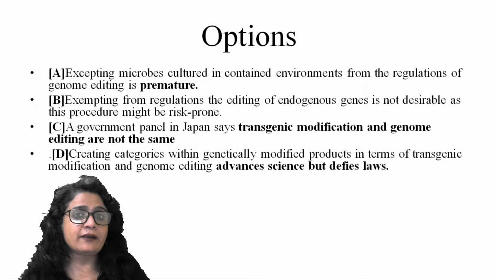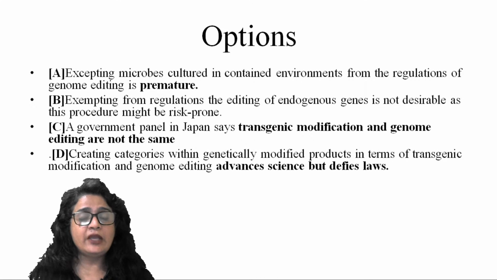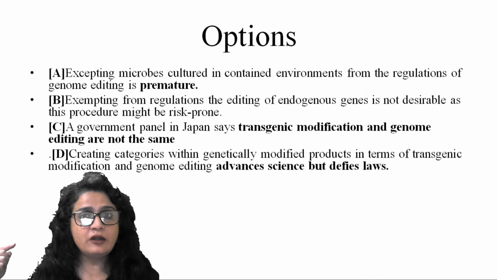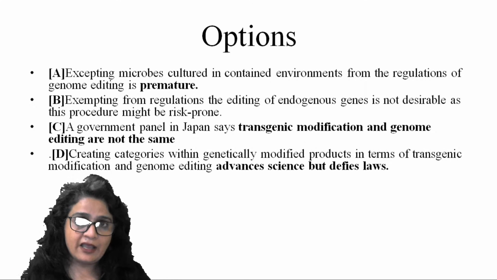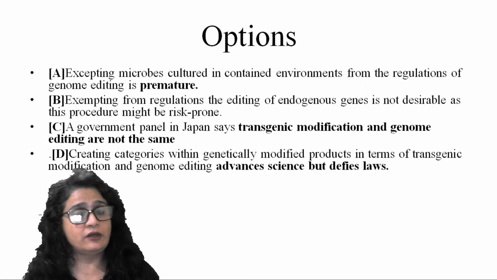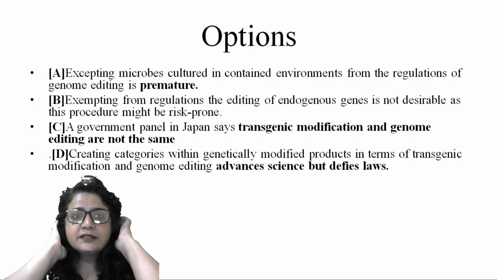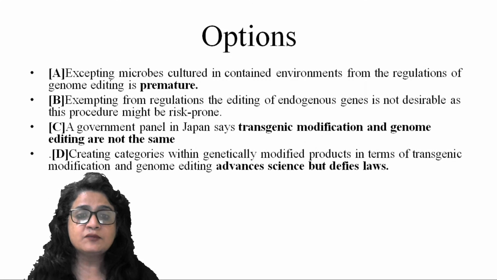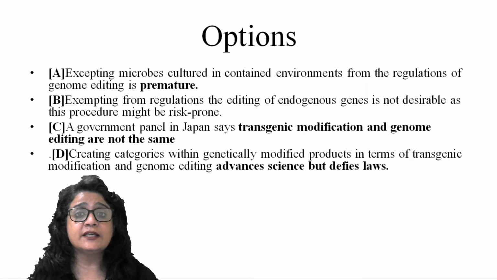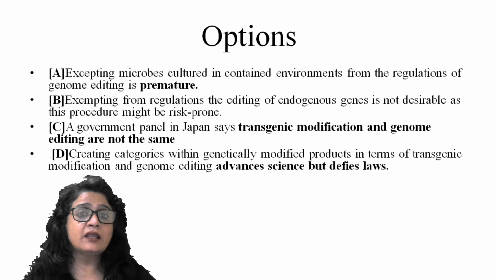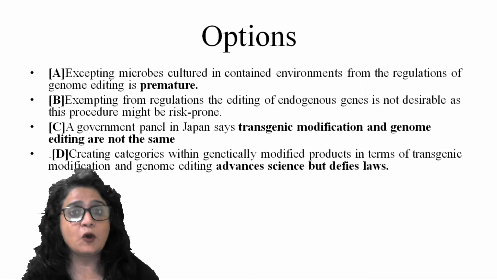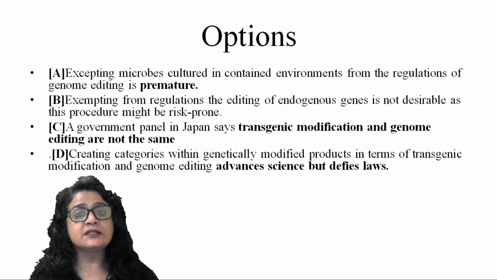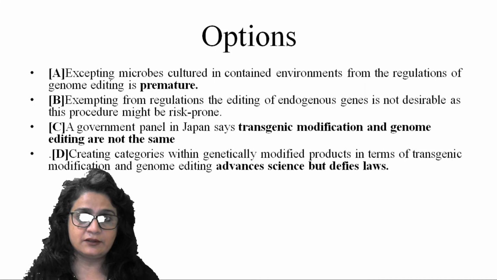So if in your mind the essence of the paragraph is clear, eliminating options will be far easier for you. It's going to be a no-brainer to understand that this is not matching the summary that I have in my mind, because I have understood the summary by deconstructing the message in the paragraph. You get B now. Exempting from regulations the editing of endogenous genes is not desirable, as this procedure might be risk-prone. Author has expressed his apprehension that even this area should not be exempted. These companies should also be required to register under government because it has some unforeseen risk. So this element is perfectly captured in this option, hence B is your answer.